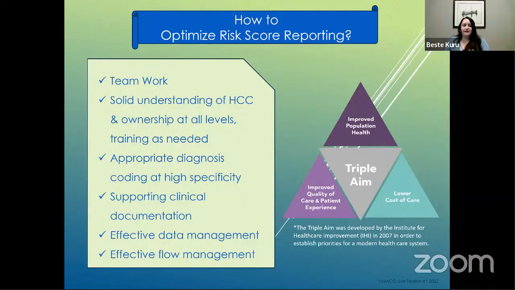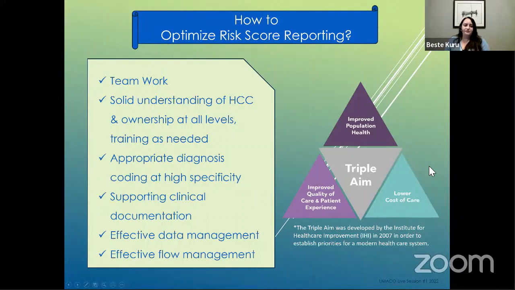And definitely, as needed, there should be training at all levels. Beyond that, obviously, appropriate diagnosis coding at higher specificity level is crucial for correct reporting. And that's what we are trying to do as a team. And obviously, also supporting these diagnosis codes with clinical documentation properly, which is more on the provider end, I would say. And beyond that, it's about data management. We are looking at patient data. We are looking at claims data. It involves all parties utilizing the workflows effectively, and obviously the systems.